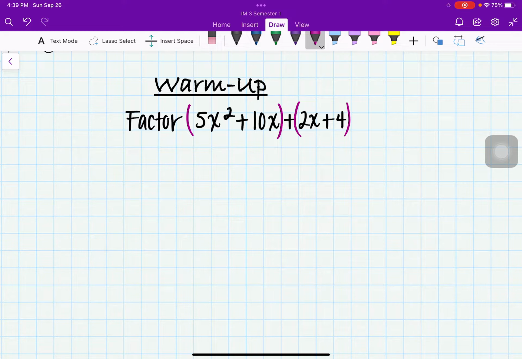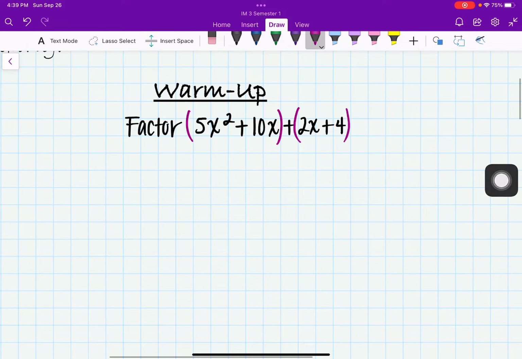Once we group them, we want to find factors within each of the groups, and then from there, we'll do another factor. So starting off, we have 5x squared plus 10x plus 2x plus 4. If we take a look at the first group, the 5x squared plus 10x, we have to find out what they have in common. Both of them are multiples of 5, and they both have an x. So I could factor out a 5x.